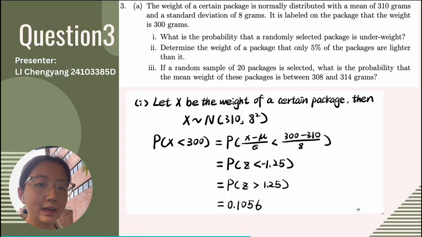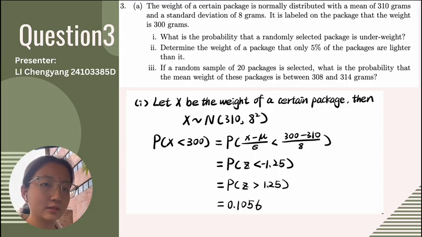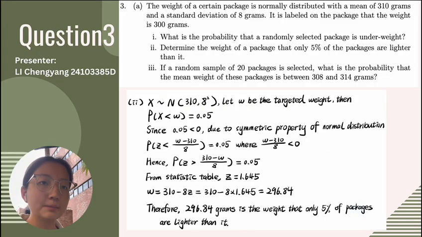Firstly, for part A, the first question asks what's the probability that a randomly chosen package is underweight. So we are looking for the probability that the weight is less than 300 grams. The corresponding z-score is 300 minus 310 divided by 8, so the z-score is minus 1.25. From the standard normal table, the answer is 0.1056.